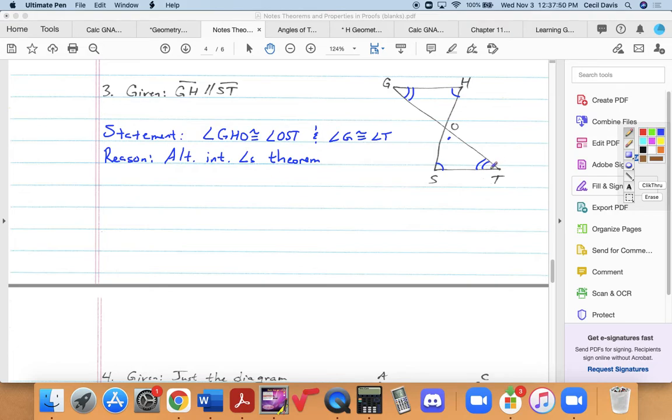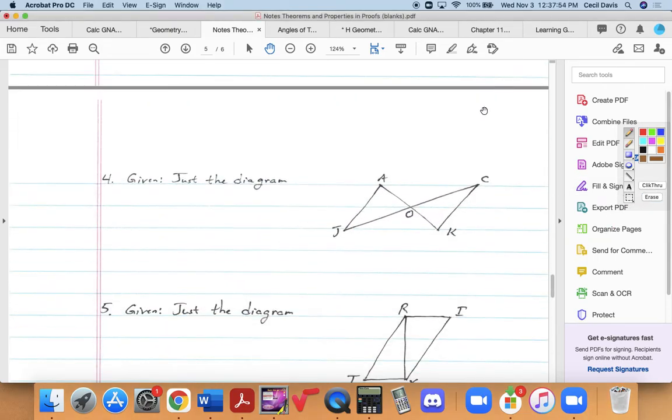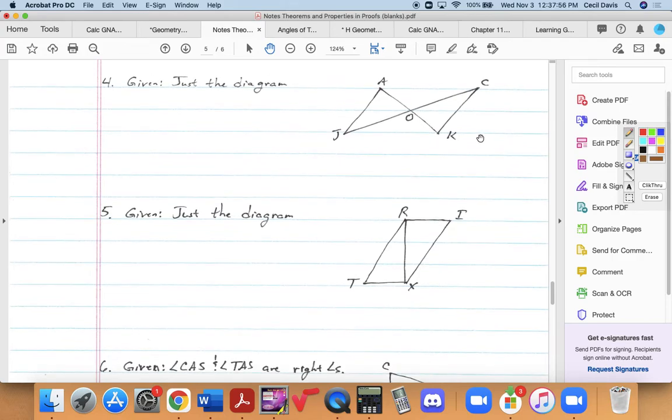Okay? All right, let's turn the page. On this one, just the diagram, nothing else.